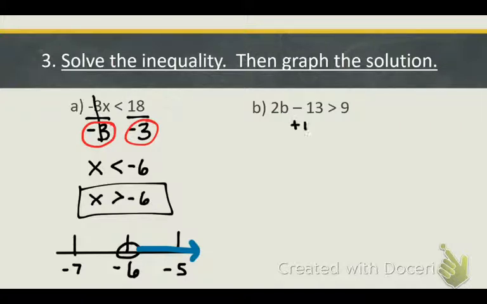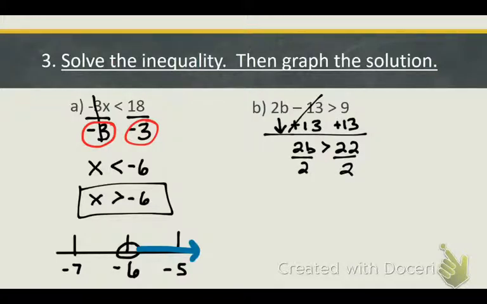Okay, I'm going to add 13. You want to do it to both sides? First thing you want to do is bring down your 2b. Bring down the greater than sign. Very good job. Am I done now? No, I've got to get rid of the 2. How do I get rid of that 2? Divide by? Okay, be fair. Do it to both sides. What do you get? B is greater than 11.